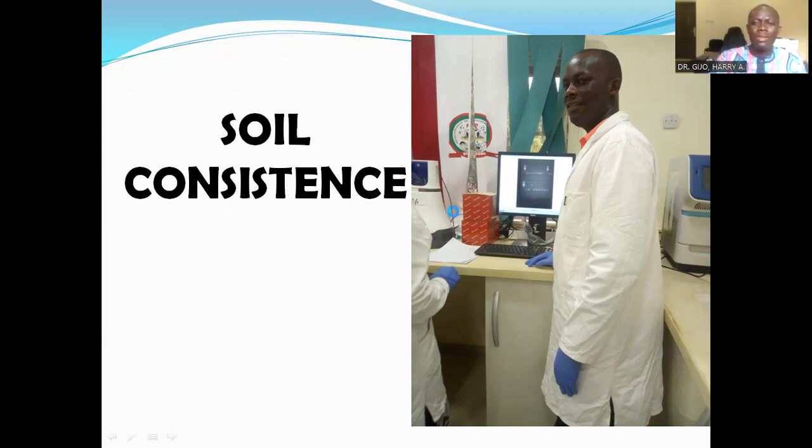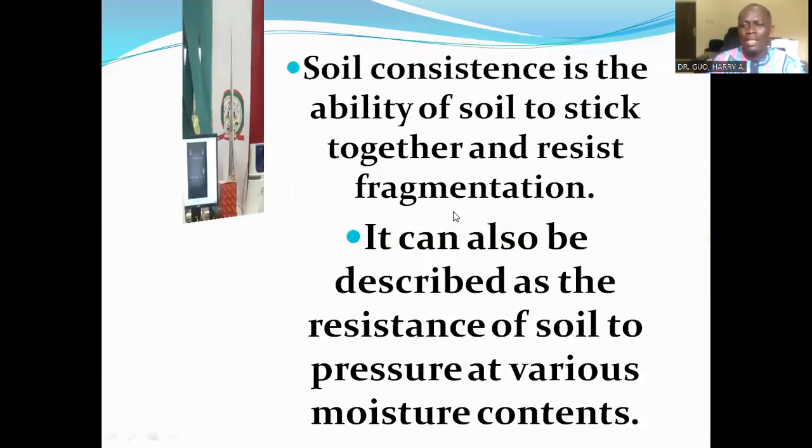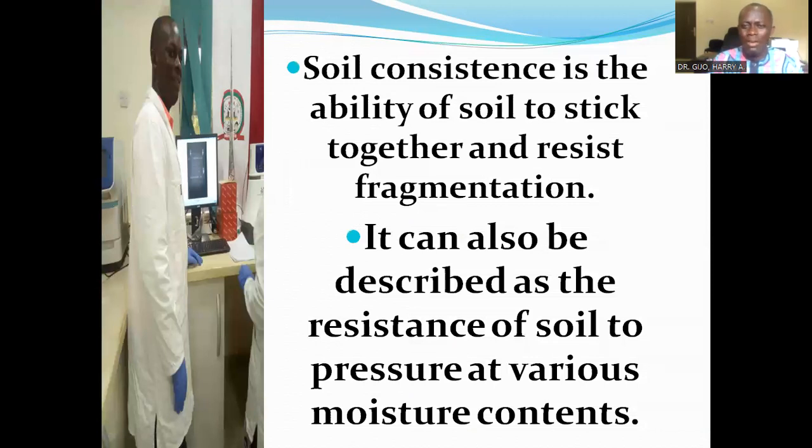What is soil consistence? Soil consistence basically refers to the ability of soil to stick together and resist fragmentation. That's one definition of soil consistence. It can also be described as the resistance of soil to pressure at various moisture contents. That's the behavior of soil, or how a soil is able to stick together, when it is wet, when it's moist, and when it's dry.